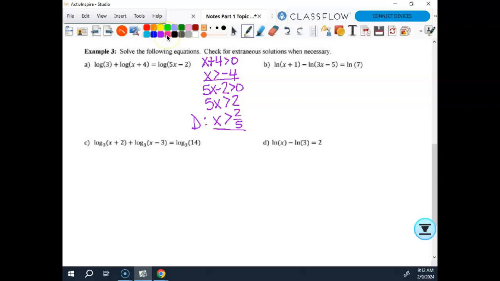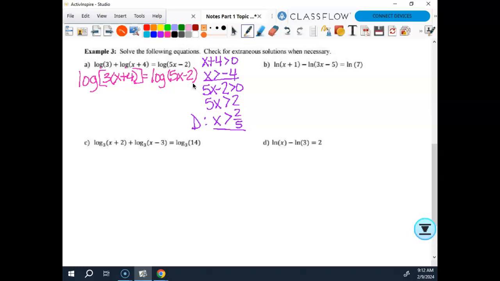All right, so then we're going to start to try and simplify this. I have two logs here with the same base. They're being added. So I can change that to one log with what kind of operation? It would be log of multiplication, right? 3 times (x plus 4) equals log of 5x minus 2. Everybody okay with that part?